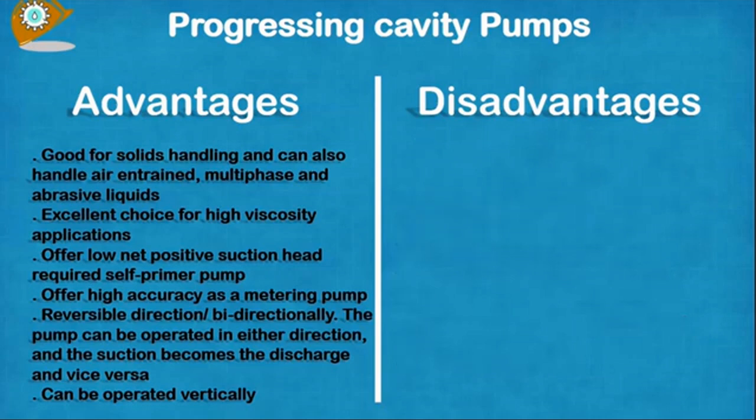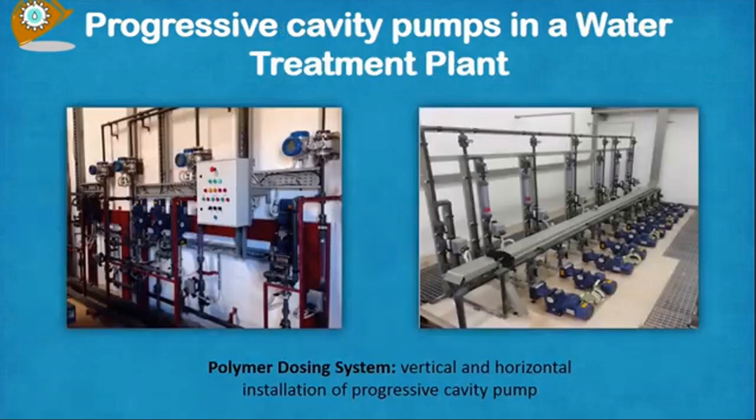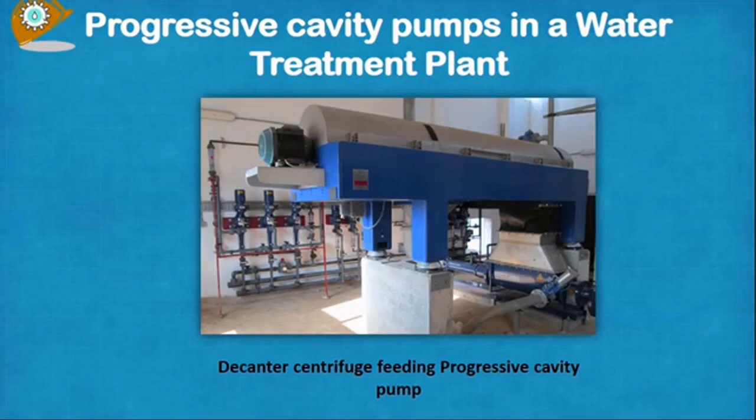In a water treatment plant, these pumps are used for metering and dosing polymer. Here you can see the installation of the pump vertically or horizontally, depending on available space. Here is another picture of a progressive pump fed by a decanter centrifuge.